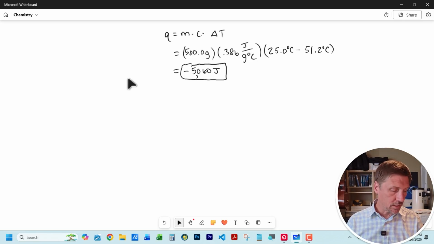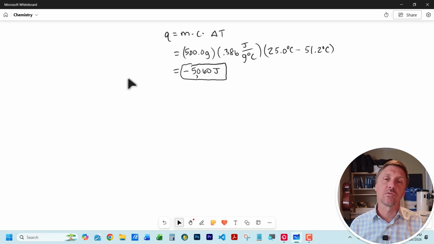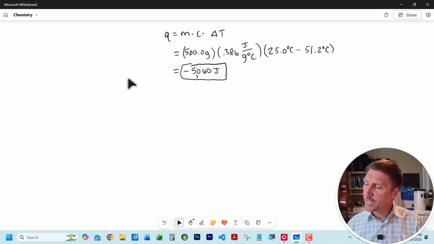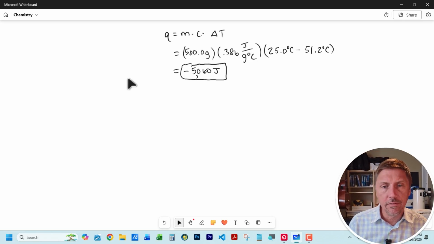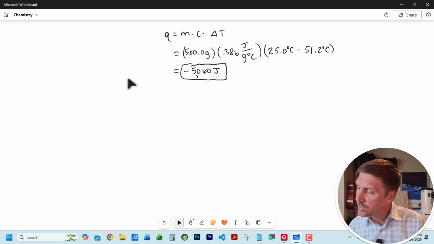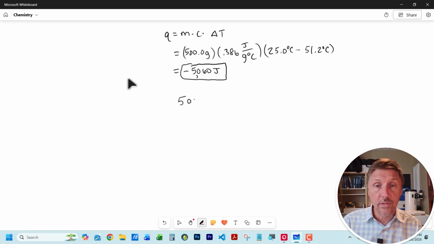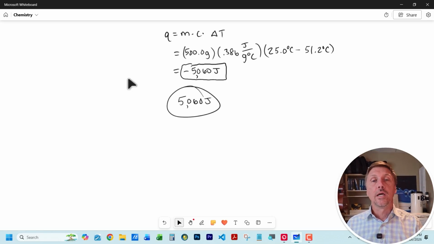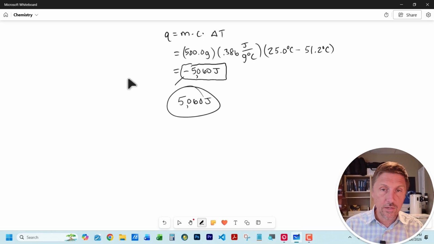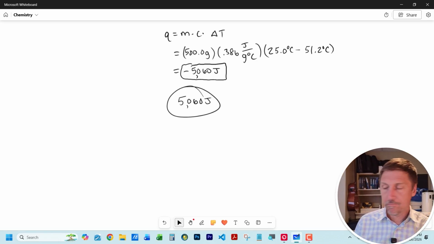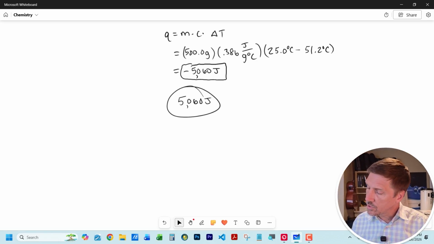All right. If it was positive, then it means that it actually gained energy in that case, right? So technically, the answer is not negative 5,060 joules because they said how much heat did it lose. We would say, well, it lost 5,060 joules of heat. That would actually be our answer. The negative sign is what tells us that it was energy that was lost rather than energy that was gained. Okay? So that would be the correct answer to the question.